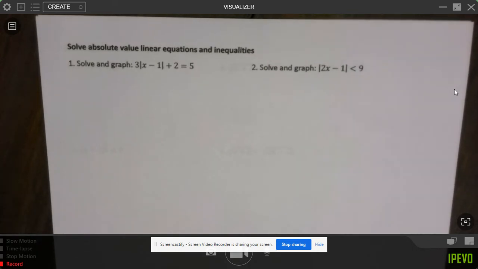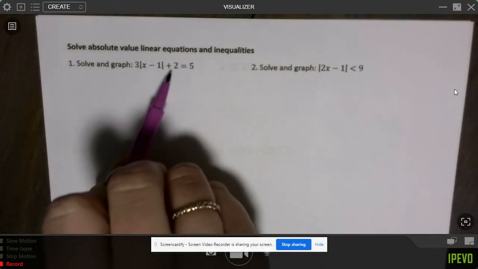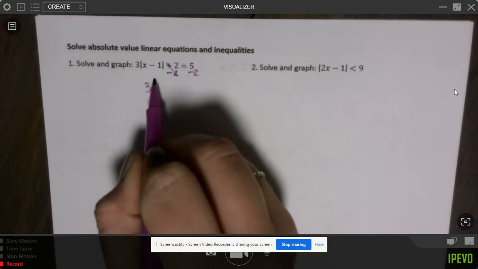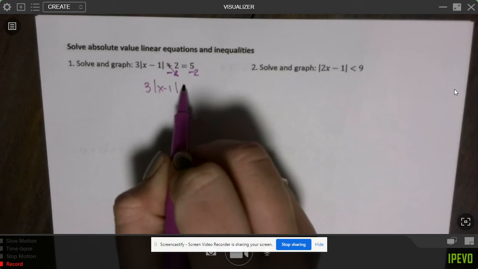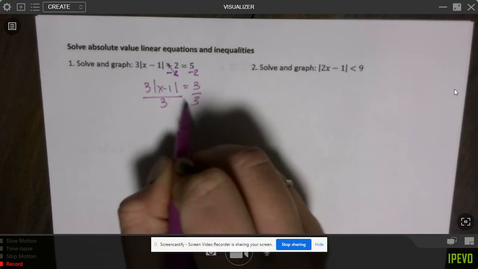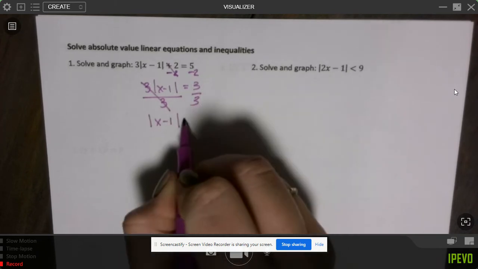So we're going to solve and graph absolute value equations and inequalities. The first thing we need to do is get our absolute value by itself. So we'll start by subtracting 2 from both sides, and then that leaves us with the 3 out front, which we need to take care of. So that will be the absolute value of x minus 1 equals 1.